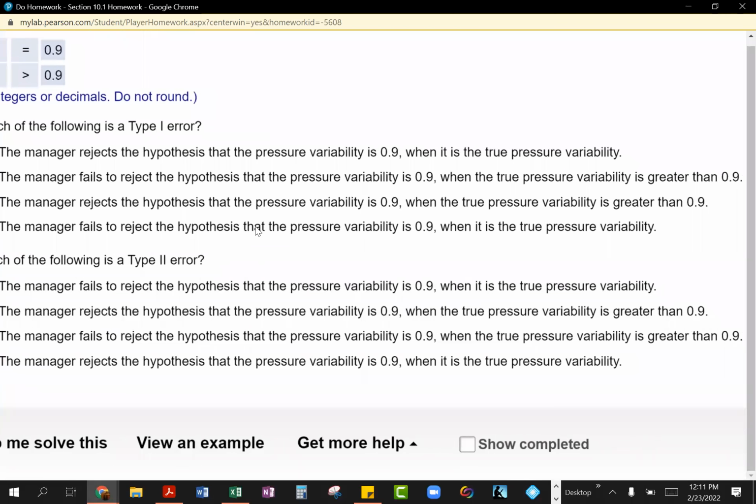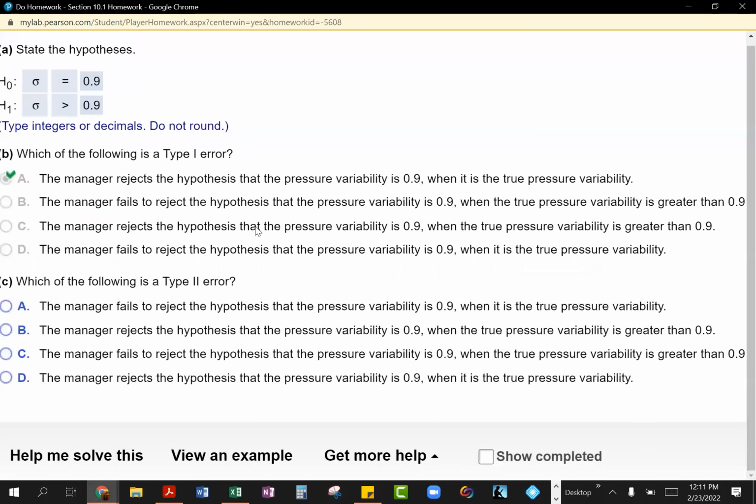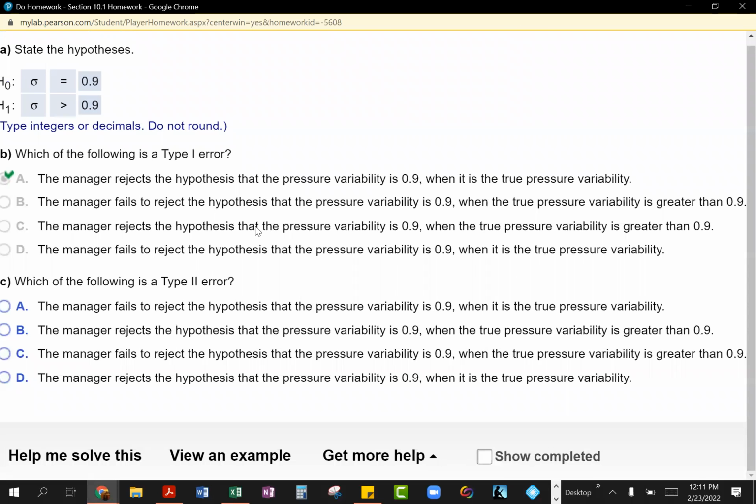So again, I'll give you guys a second to look through the options. Let's make this just a little bit smaller. So A, B, C, or D: the manager fails to reject the hypothesis that the pressure variability is 0.9 when it is the true pressure variability. The manager rejects the hypothesis when the true pressure is greater than 0.9. The manager fails to reject the pressure variability when the true pressure is greater than 0.9, and the manager rejects the hypothesis when the true pressure is variable.